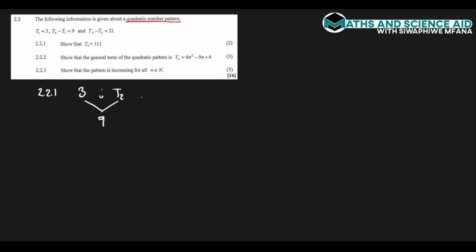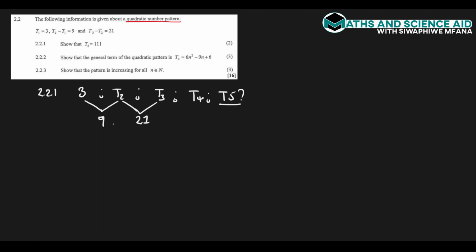And we are also not given the next term, but we are told that the difference between T3 and T2 is equal to 21. So we are being asked to find T5. We also do not know T4, and we need to work out the value of T5. That is what this question is asking us.